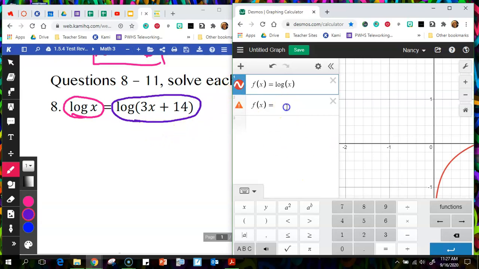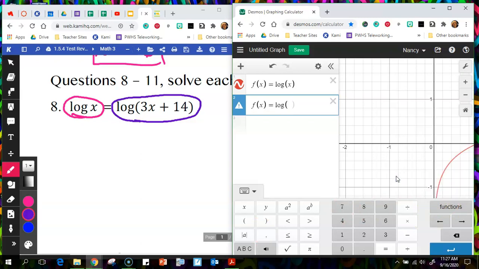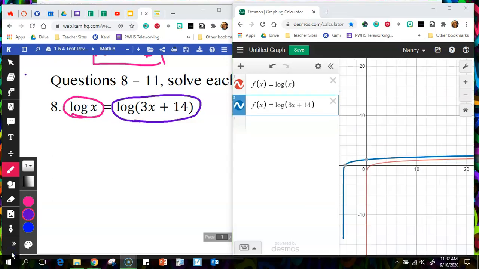And then for the next line, same thing, it's log base 10, so I can just use the log key. And then in parentheses, it's 3x plus 14. Sorry, I entered equals 14 the first time, so I fixed this and entered plus 14.